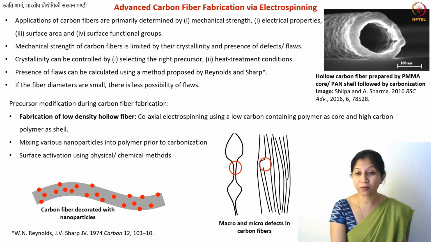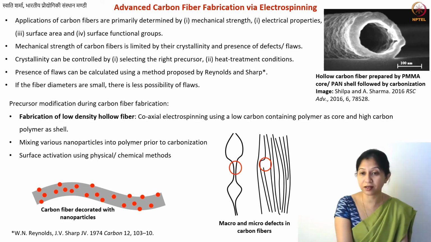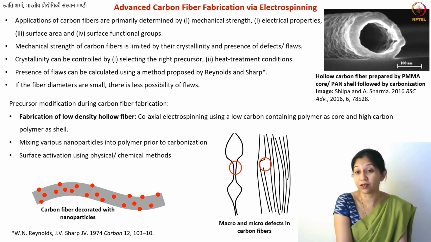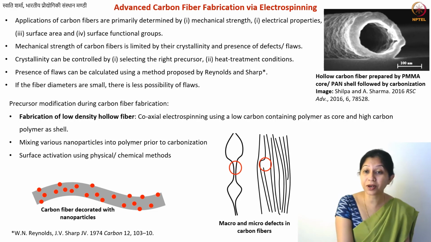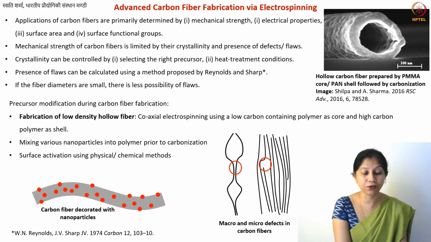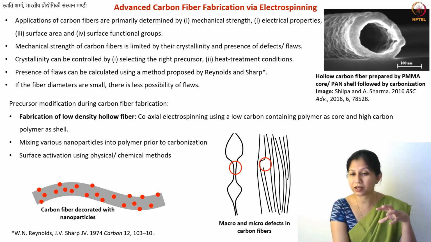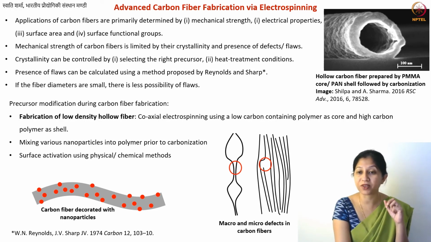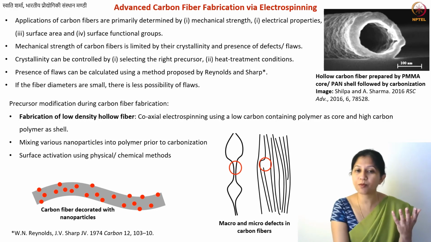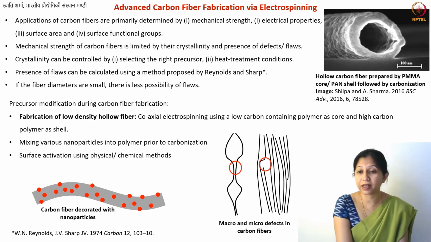Okay, we can perform surface activation. You know that we do physical surface activation using steam and carbon dioxide. You can do that also for the carbon fibers. And you can also use certain chemical methods. You know that when you do chemical activation, while you're preparing the fibers, in the polymer itself you add certain chemicals and then carbonize them. So whatever you do for porous activated carbons, which we learned in some of our previous lectures, the same thing you can do for making activated carbon fibers.